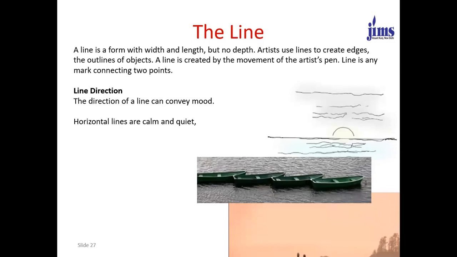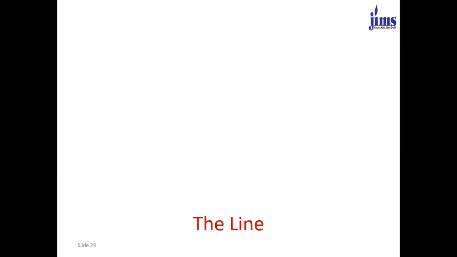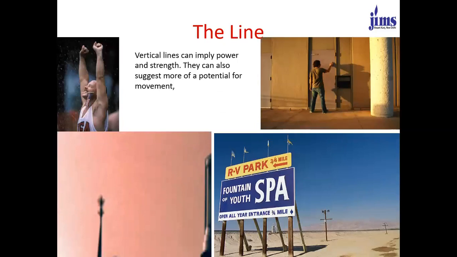Based on the direction of the line, we have the horizontal line. You could see the waves that we showcase, the images on the screen. The direction of a line can convey the mood. Horizontal lines convey a calmer and quieter mood. Moving on to the next direction, that is the vertical one. Vertical lines can imply power and strength. They can also suggest a potential for movement. Can you see the pictures on the screen that showcase the vertical lines in the form of a direction that basically implies power and strength?